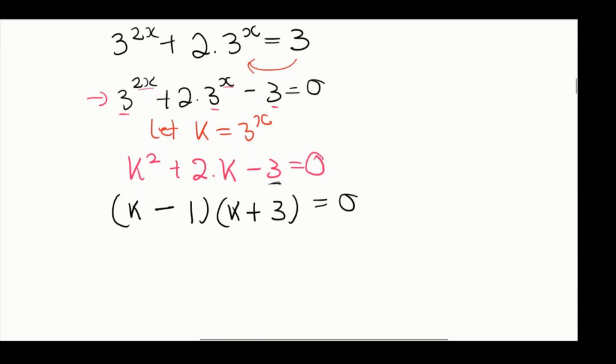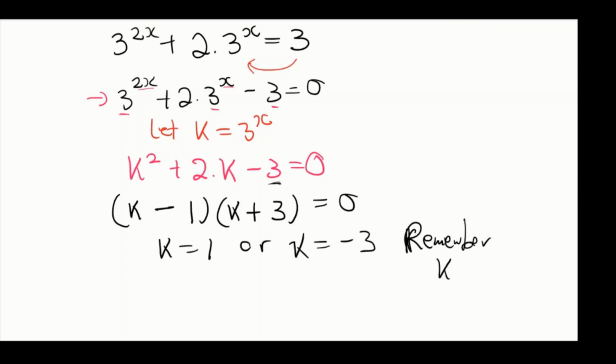So then k will be equal to 1, or k will be equal to minus 3, but we must remember that k is equal to 3 to the power x. So meaning, let's put back 3 to the power of x being equal to 1, or 3 to the power x being equal to minus 3.